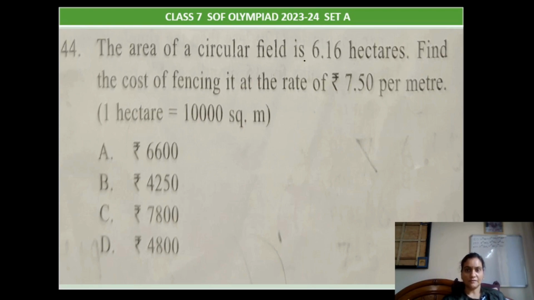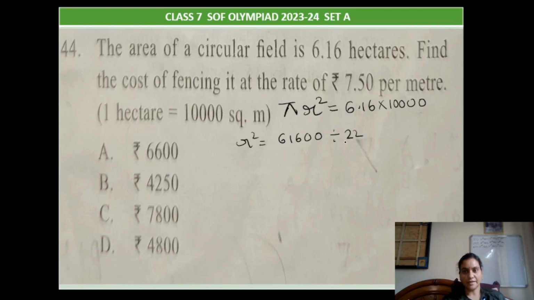So let's first convert this area into meter square by multiplying 10,000 to it. We know the formula for the area of a circular field, that is pi r square equal to 6.16 into 10,000. So r square will be equal to 61600 divided by 22 by 7, because if I take this to the other side it will be divided. So I have to find the reciprocal of it and multiply it with this.